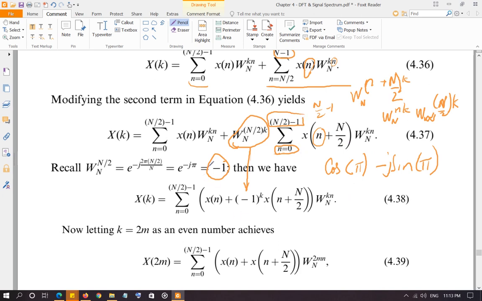Okay, so the same sequence. Now because my summation is the same, I carry that summation out of the parentheses, and I have x of n from the first one plus negative 1 to the power k, which is negative 1, W_N to the power cap N by 2, that's negative 1, and of course we have the power k, times x of n plus N by 2, which is here, and both are multiplied by the twiddle factor to the power kn. So the twiddle factor times kn. So I get this expression 4.38.